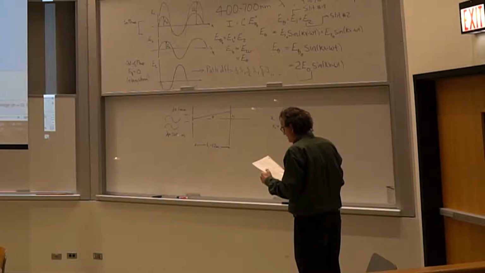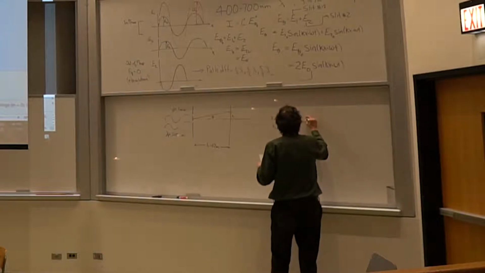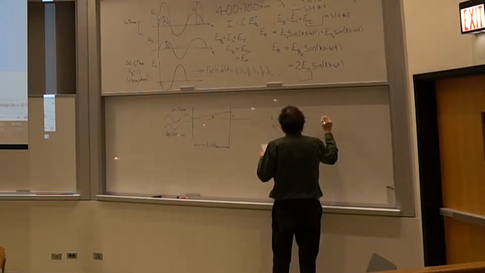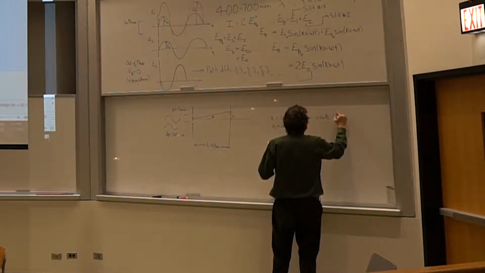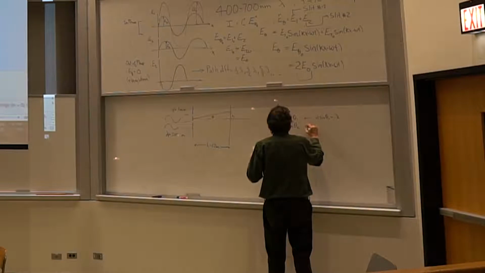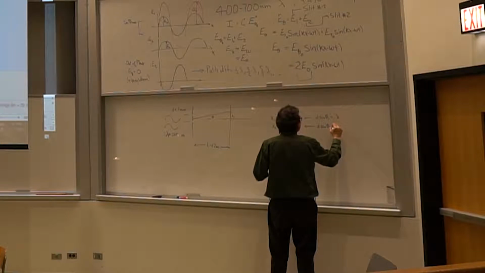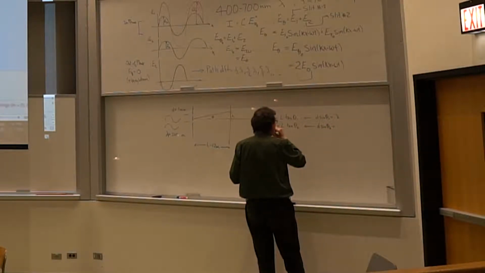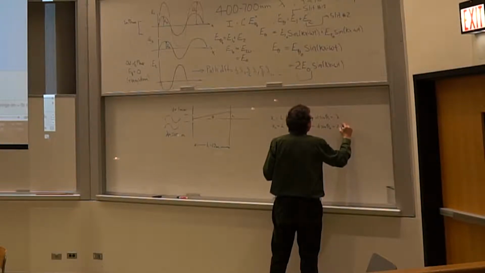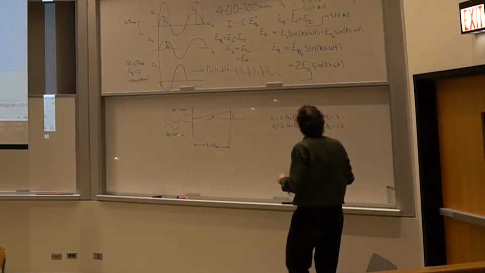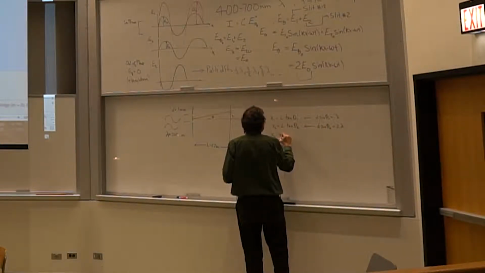So we can apply now the condition for the first maxima. It is going to occur when the following condition is met: d times sine theta 1 is equal to lambda. And the second maxima is going to occur when d sine theta 2, which is the path difference between the upper and lower ray, is equal to 2 times lambda.